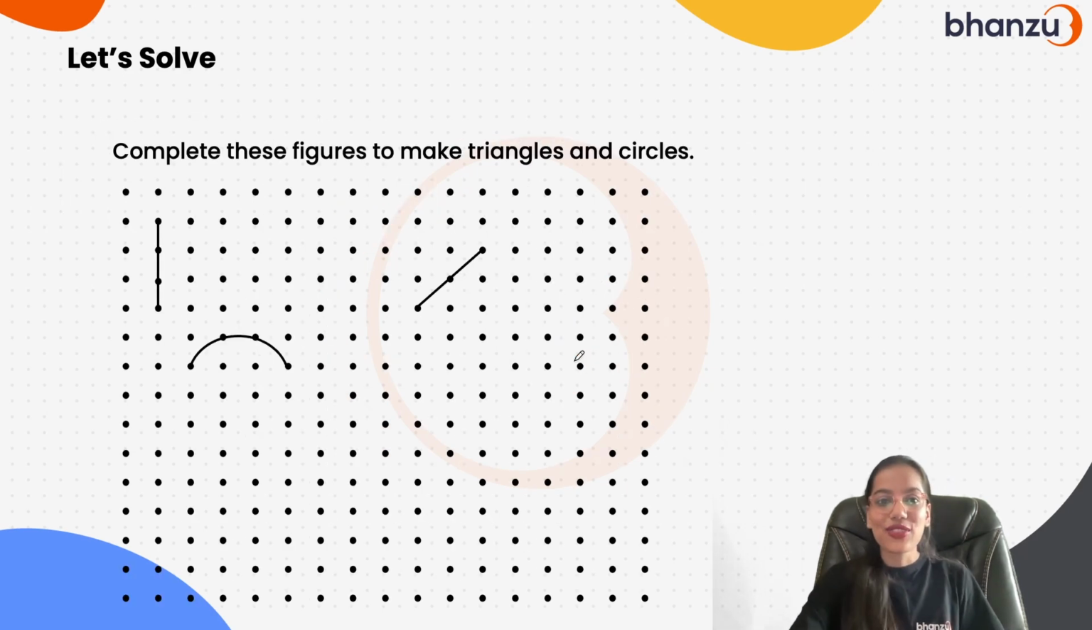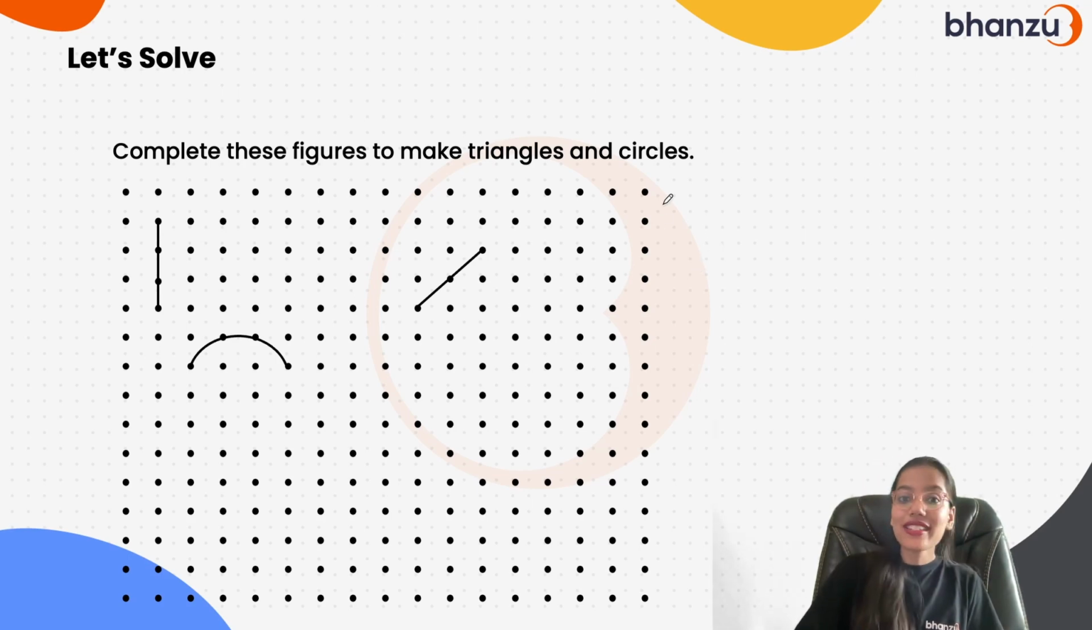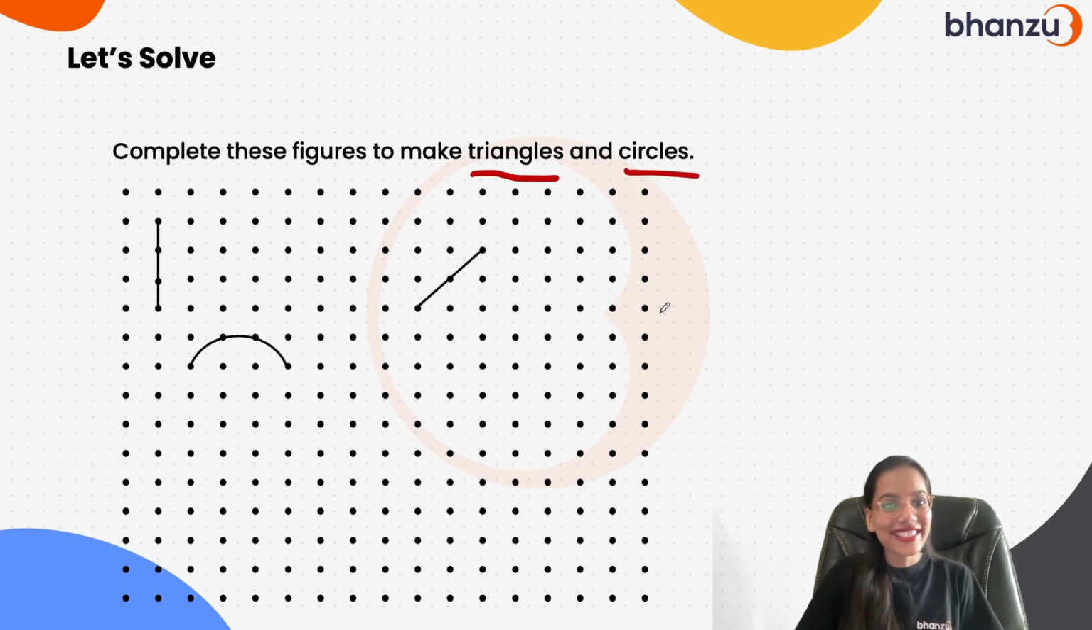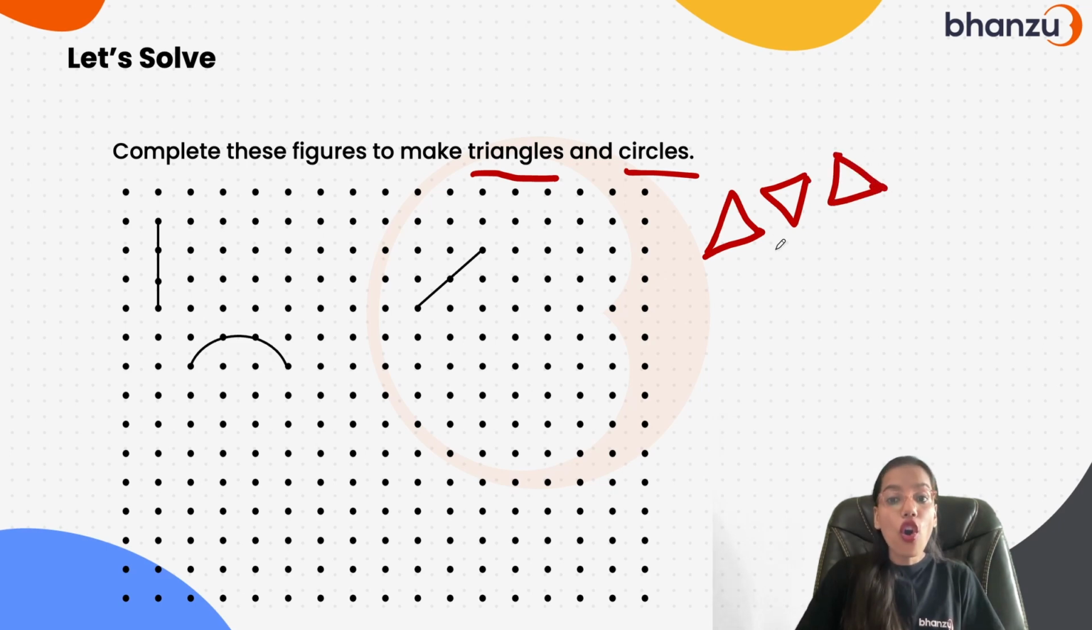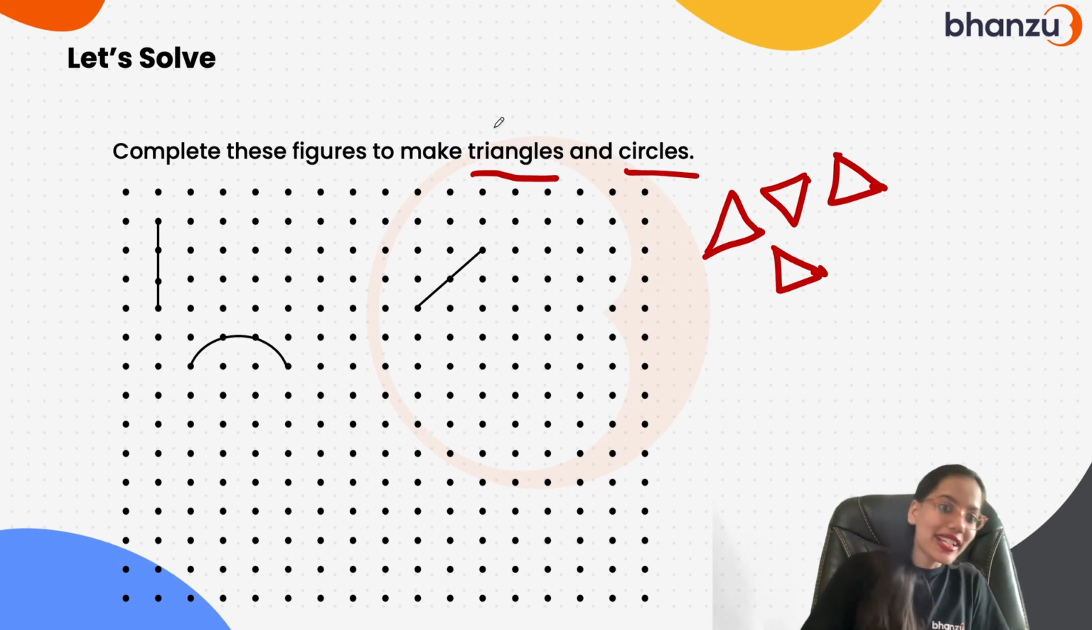Let's get to the next question. Oh, this is amazing. We have tried this out using squares and rectangles in our previous session. So let's understand what they're asking us. Complete the figures to make triangles and circles. Are you ready for it? Awesome. So we can draw a lot of triangles. We can draw a triangle like this or like this or like this. All of them in the same dotted grid, we can draw a lot of triangles. So let us get started.